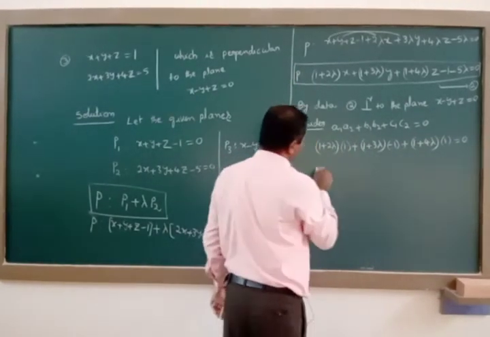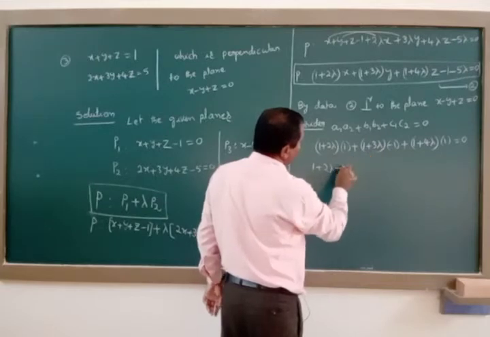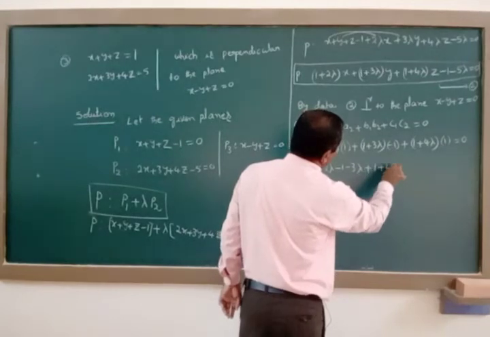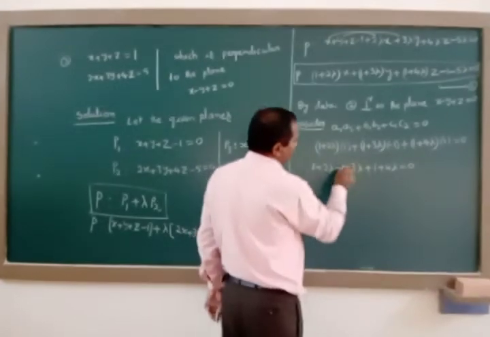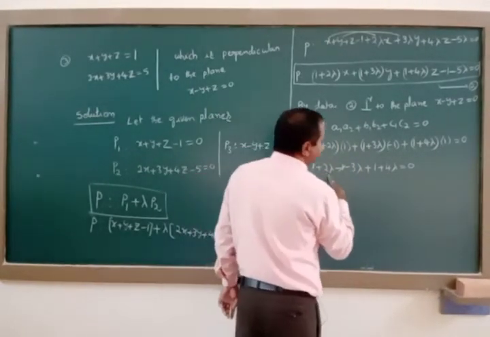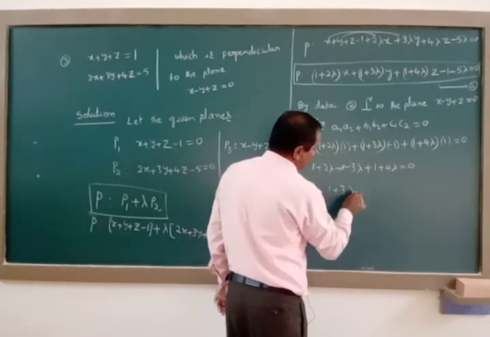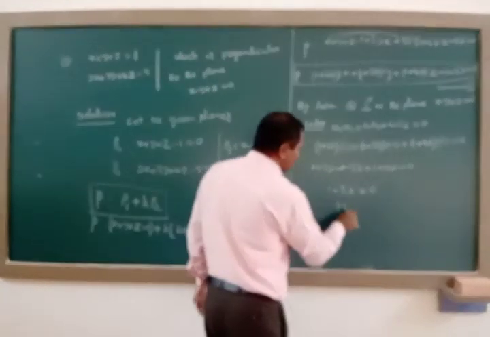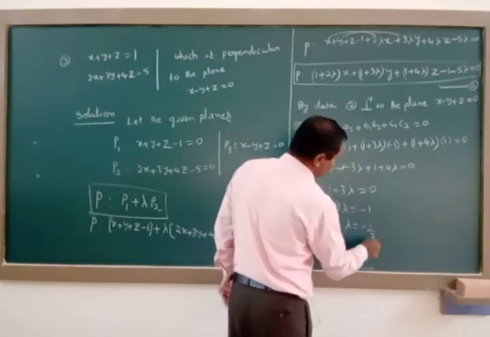Multiply with 1: 1 plus 2 lambda. Multiply with minus 1: minus 1 minus 3 lambda, plus 1 plus 4 lambda. Here plus 1 minus 1 gets cancelled. 4 lambda plus 2 lambda is 6 lambda, 6 lambda minus 3 lambda is plus 3 lambda, is equal to 0. So 3 lambda is equal to minus 1, and lambda is equal to minus 1 by 3.